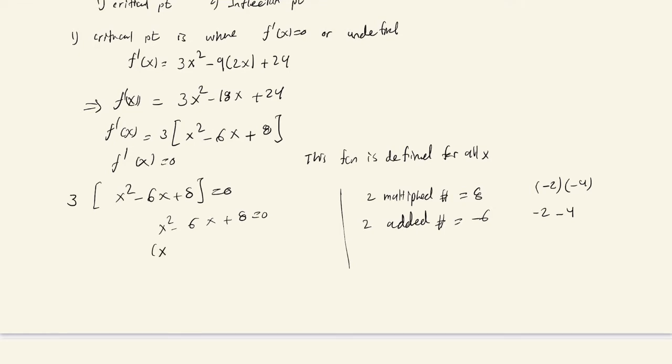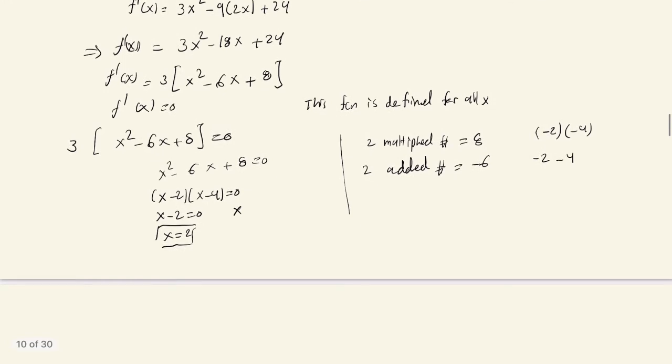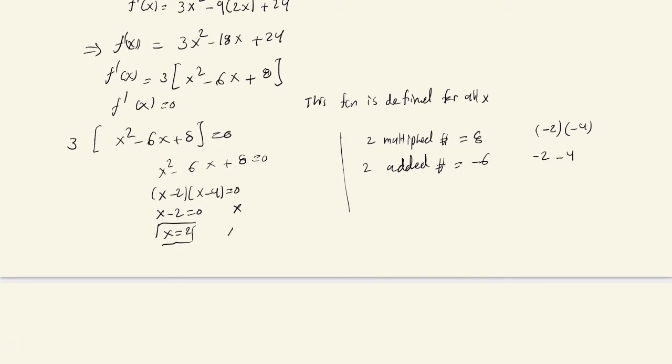So the factored form of this equation is going to be x minus 2 and x minus 4 equal to 0. In the case of x minus 2 equal to 0, x is going to be 2. And in the case of x minus 4 equal to 0, it's going to be x equal to 4. Now, these two points are our critical points. So this is the first part of the question.